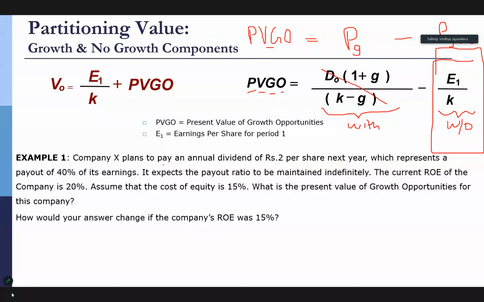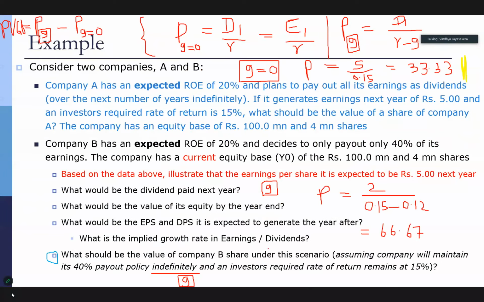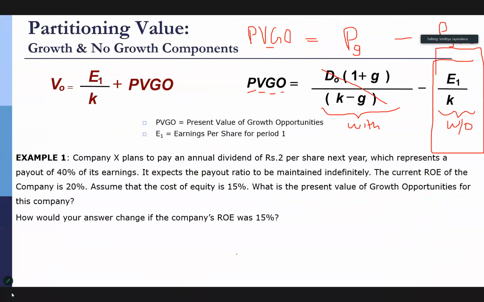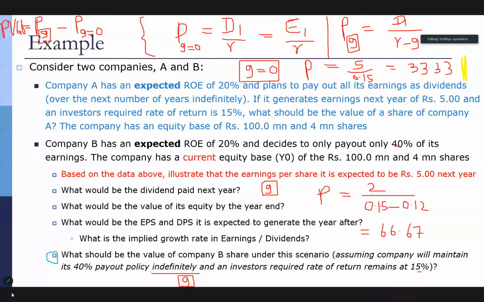Yes, it's correct, 33.34. See here, it's the same set of data, right? ROE is 20%, payout is 40%, next year's dividend is 2 rupees. The company plans to pay an annual dividend of 2 rupees next year, which is 40% of its earnings. ROE is 20%, cost of equity is 15%. Same set of data. So the price with growth of the company is 66.67.